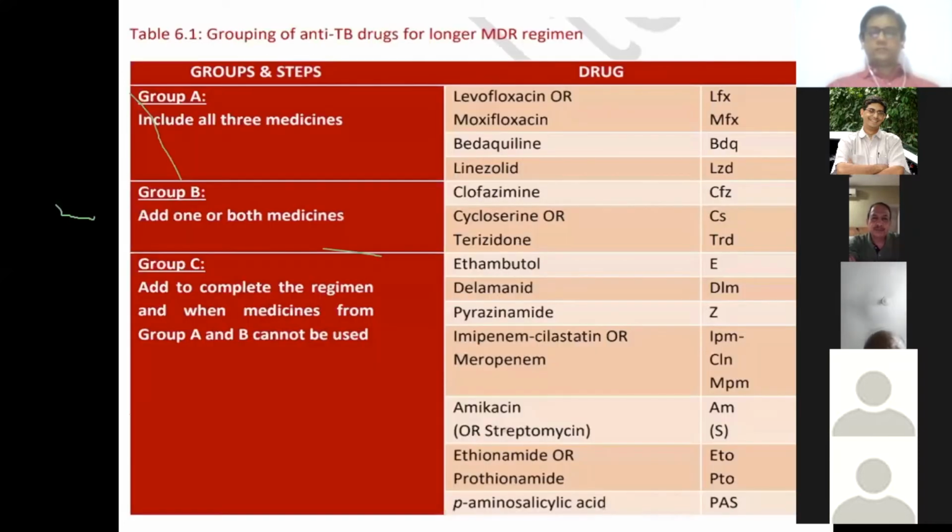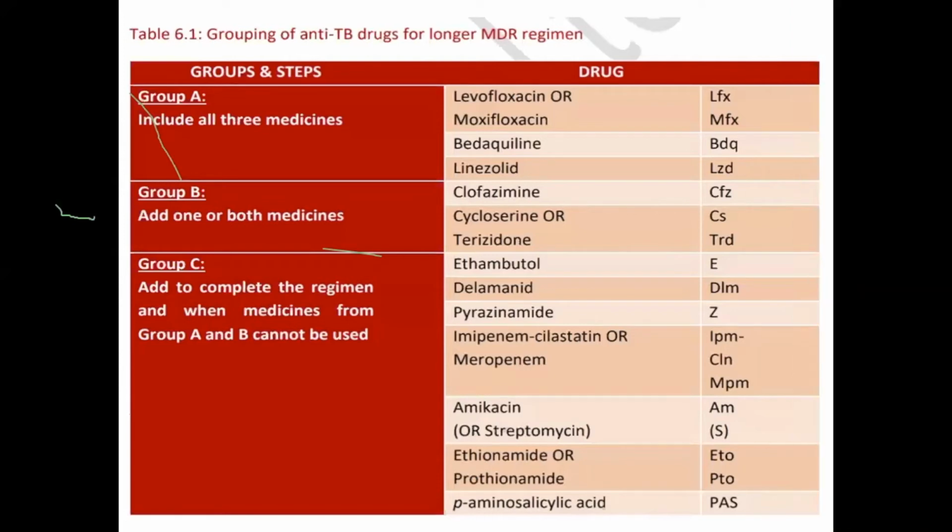And these are the WHO recognized 3 groups for the longer MDR TB regimen. In group A, levofloxacin or moxifloxacin, bedaquiline, and linezolid. All 3 drugs we should use in a longer MDR TB regimen. And group B is clofazimine and cycloserine or terizidone. One or 2 of those medicines we should use. And group C is to complete the regimen and to modify the regimen.